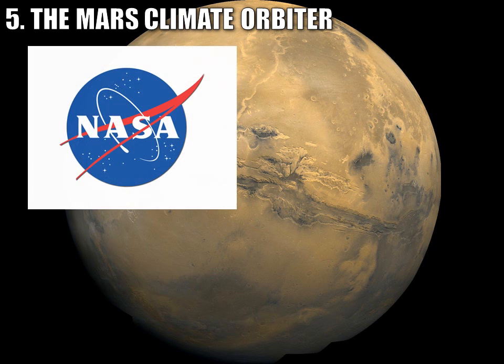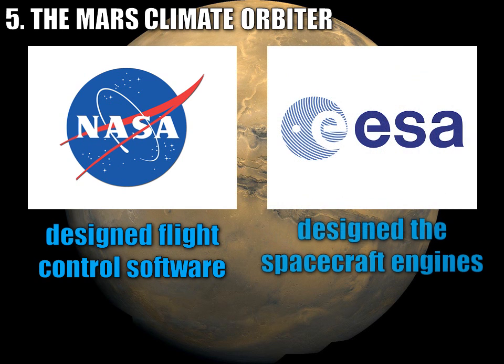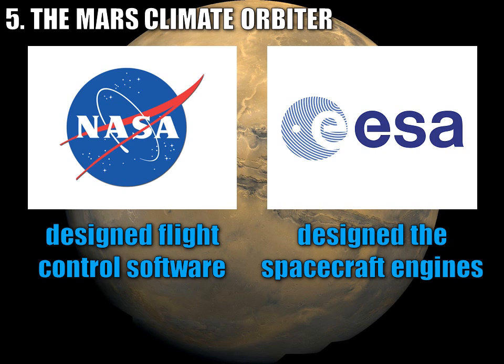Now what happened was the Mars Climate Orbiter was a joint mission between NASA and the European Space Agency, ESA. NASA designed the flight control software. They're the ones who wrote the programs that would tell the machine how to function. So NASA designed software that would tell the engines how to fire. And then the European Space Agency designed the actual engines themselves. And here's where the problem happened.